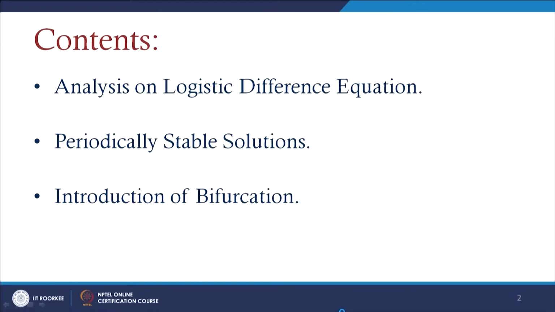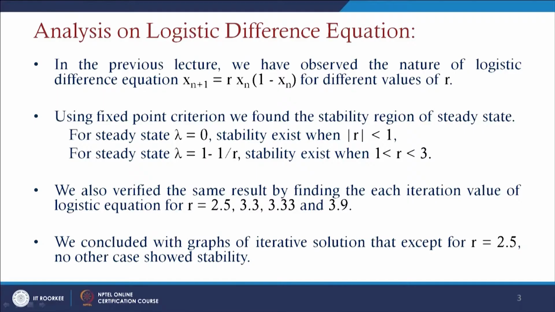This means that whatever transformation we have just done, reducing two parameters to one parameter, that analysis we will do on logistic difference equations. Then we will go for periodically stable solutions, and in the last phase we will go for the introduction of bifurcation. Since in the last lecture we observed the nature of a logistic difference equation.